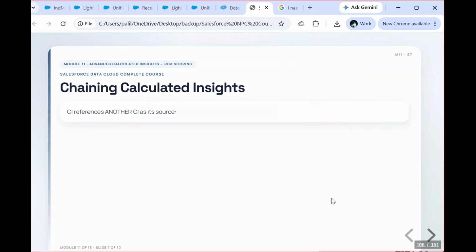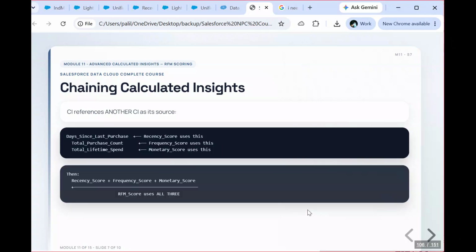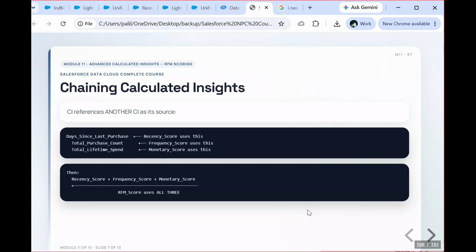There is something really powerful about how we are building the RFM score. It chains together previously created calculated insights. The recency score insight reads from the days since last purchase insight we built in Module 10. The frequency score reads from the total purchase count. The monetary score reads from the total lifetime spent, and the final RFM score combines all these scoring insights.